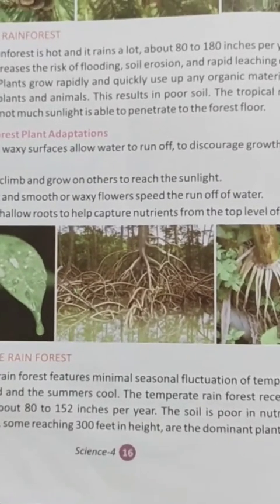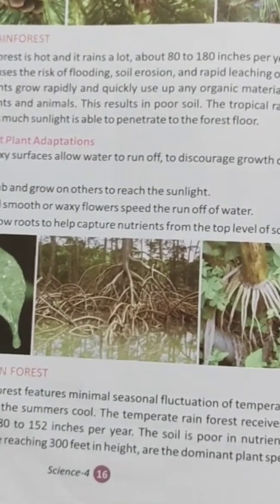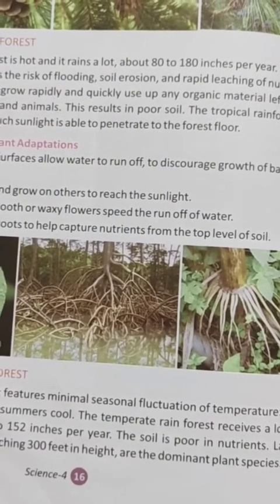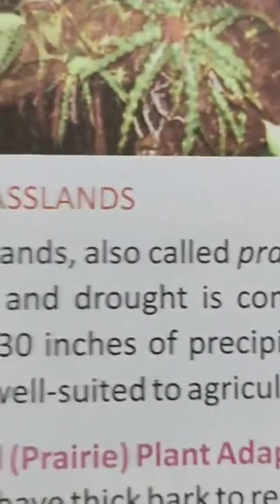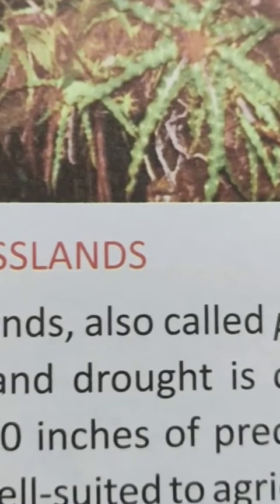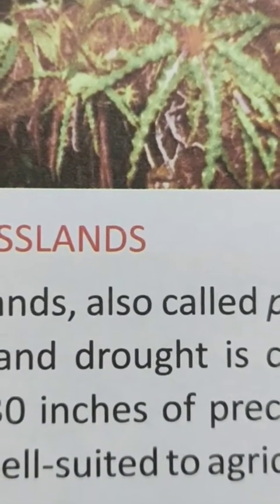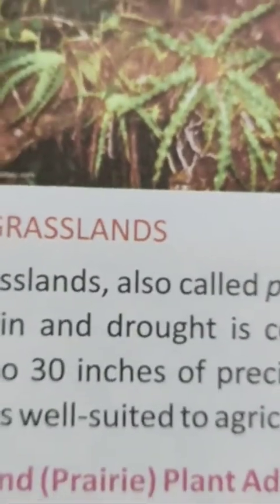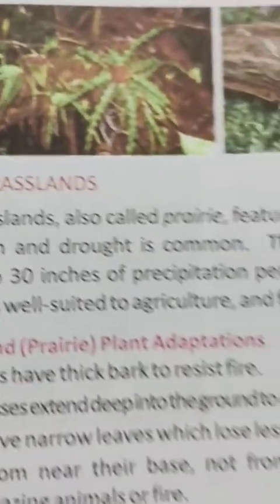The temperate rainforest. In the temperate rainforest, epiphytes such as mosses and ferns grow on top of other plants. See, these are the mosses and the ferns. They grow on top of the other plants to reach the sunlight. Trees can grow very tall due to the amount of precipitation. That is why the trees grow so tall.